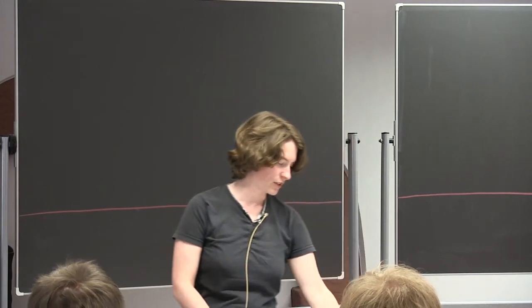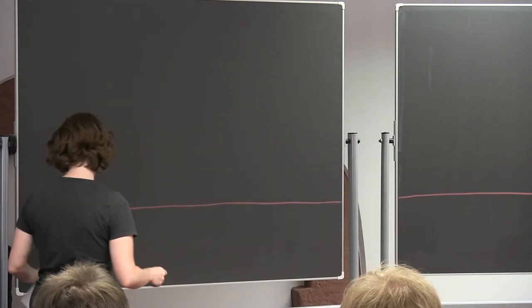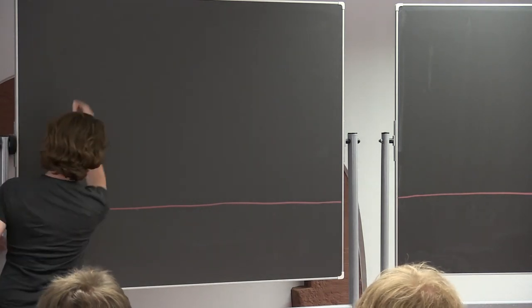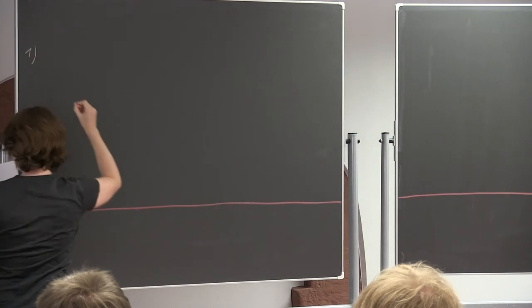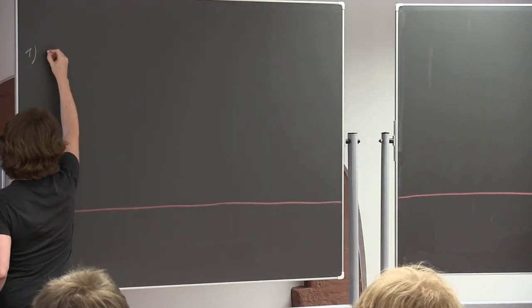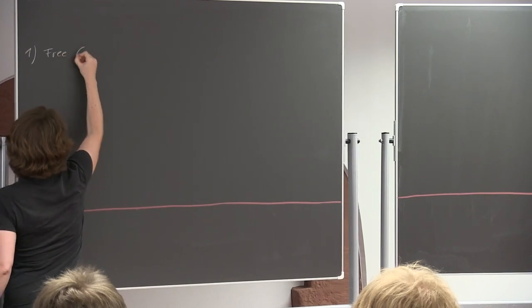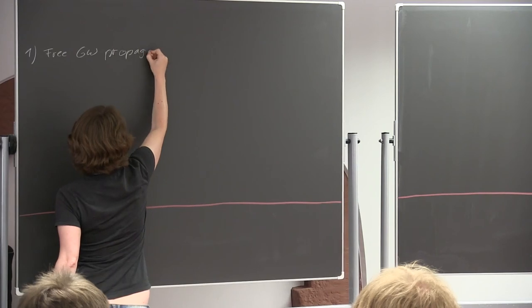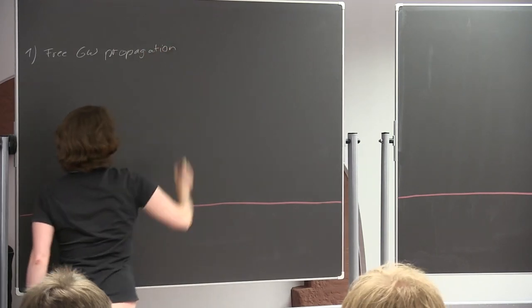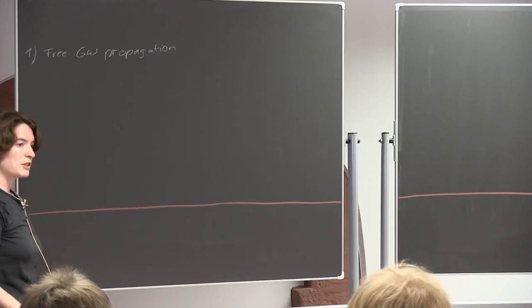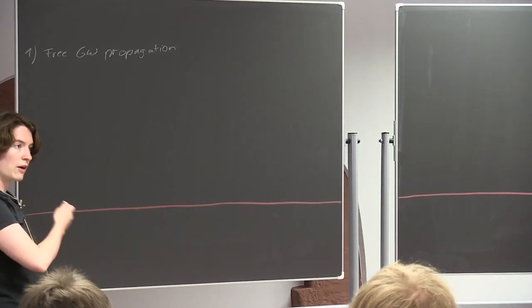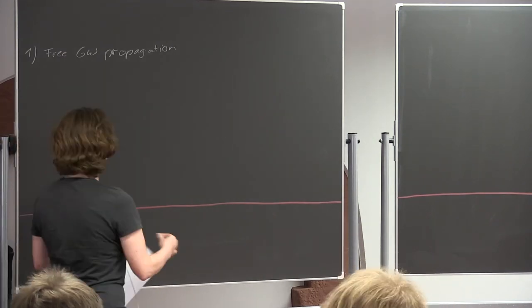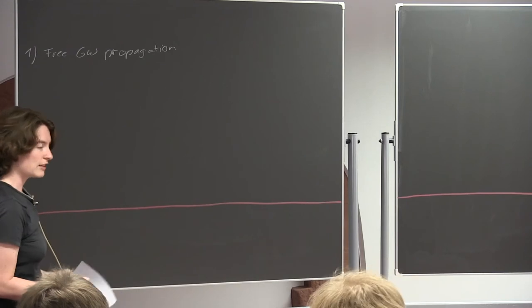So the plan for these lectures is as follows. Today we'll talk about free gravitational wave propagation. That's essentially, what is a gravitational wave in the first place? What are its properties? And how does it propagate once it has been created all the way until us? That's essentially 99% of the lifetime of a gravitational wave.